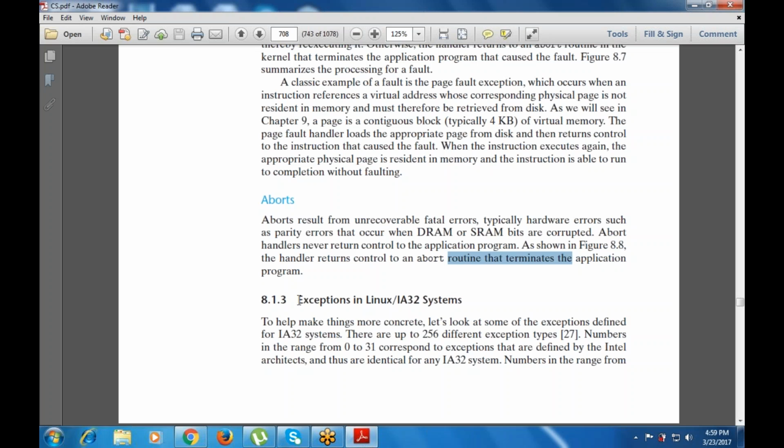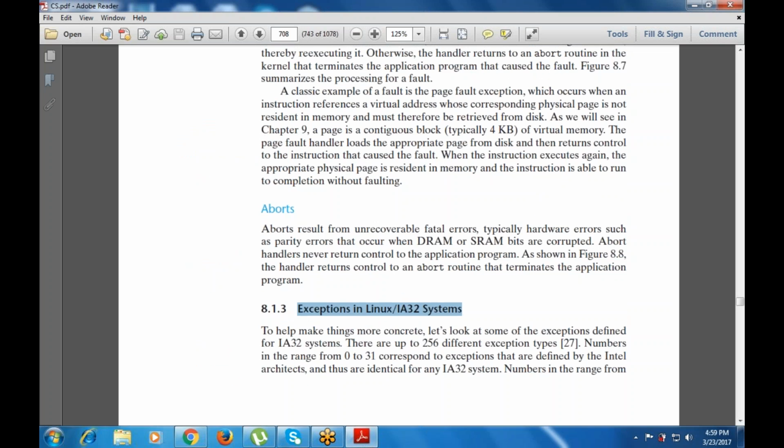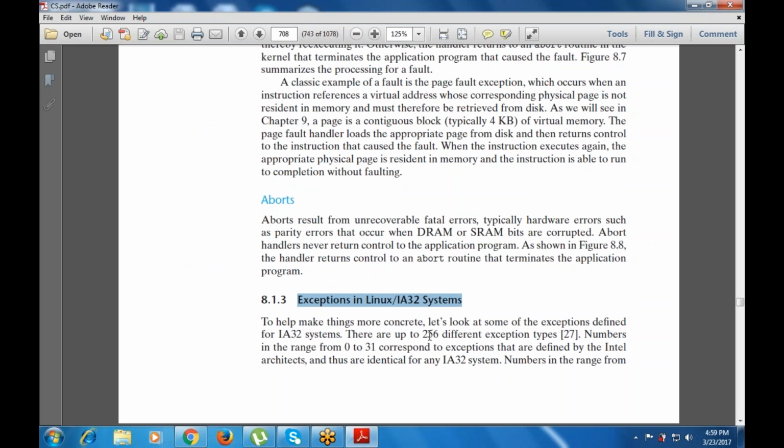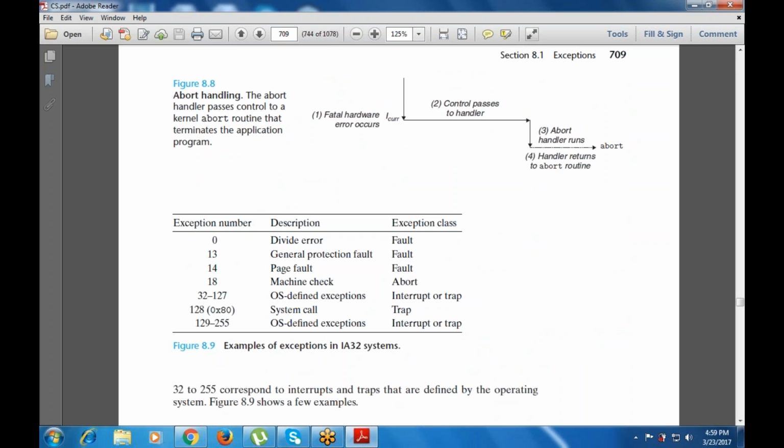The next topic is exceptions in the Linux IA32 system. There are up to 256 different exception types. The numbers in the range from 0 to 31 correspond to exceptions defined by the Intel architecture, and are therefore identical for any IA32 system. The numbers in the range from 32 to 255 correspond to interrupts and traps that are defined by the operating system.